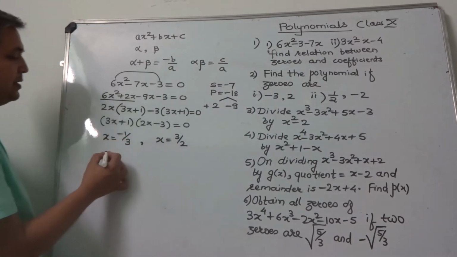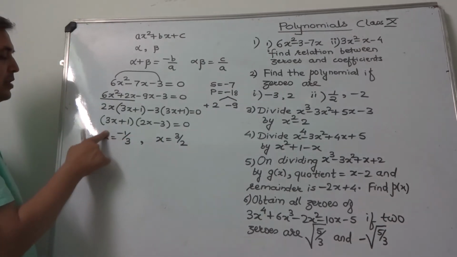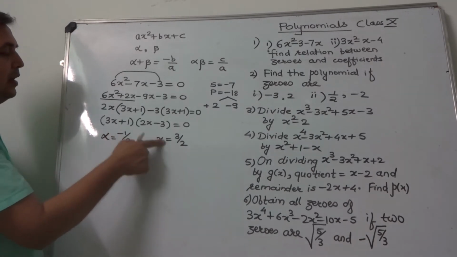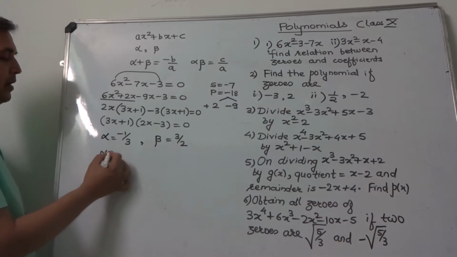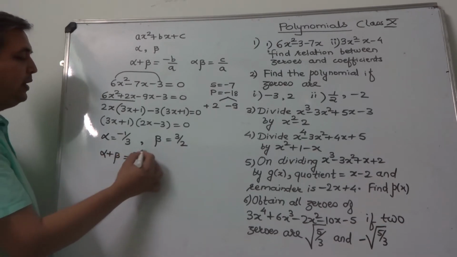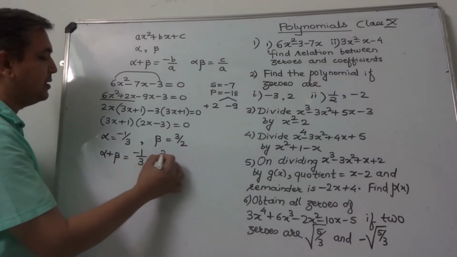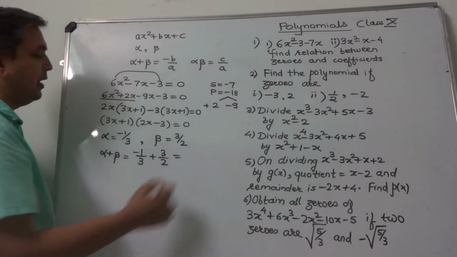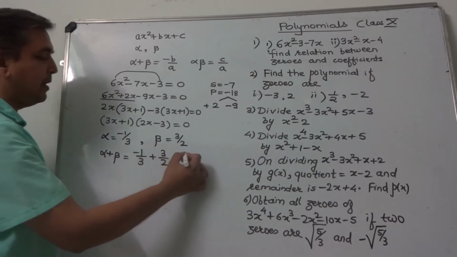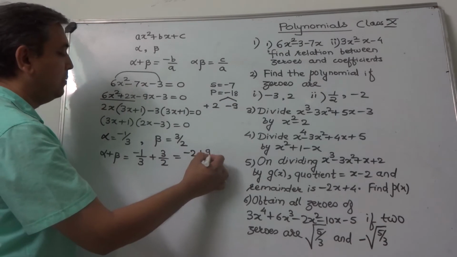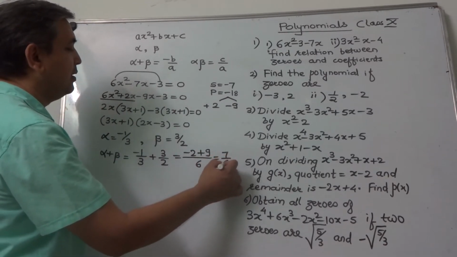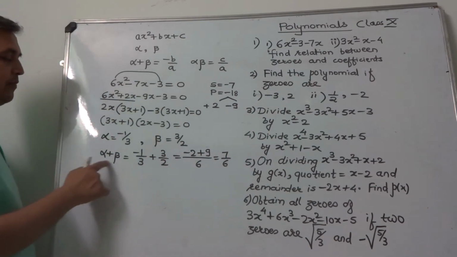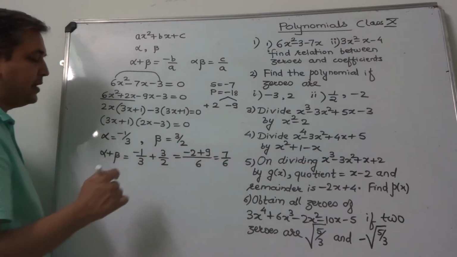Now what is sum of this? We denote this root by alpha, suppose, and we denote this zero by beta. Alpha plus beta, what do we get? Minus 1 by 3 plus 3 by 2. Addition of fractions, cross multiply, minus 2 plus 9 upon 6, that is equal to 7 upon 6. Alpha plus beta is 7 upon 6.